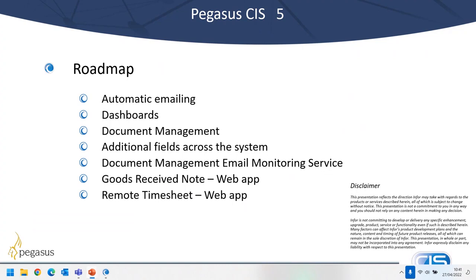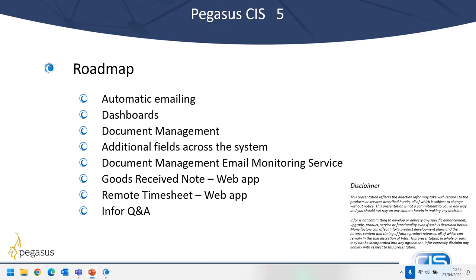So we're looking at more and more of these remote links into the system via web app type technology. Info Q&A, commonly known as Pegasus XRL, will be updated to link into Pegasus CIS5. The version that will link into Pegasus CIS5 will be version 1.75.